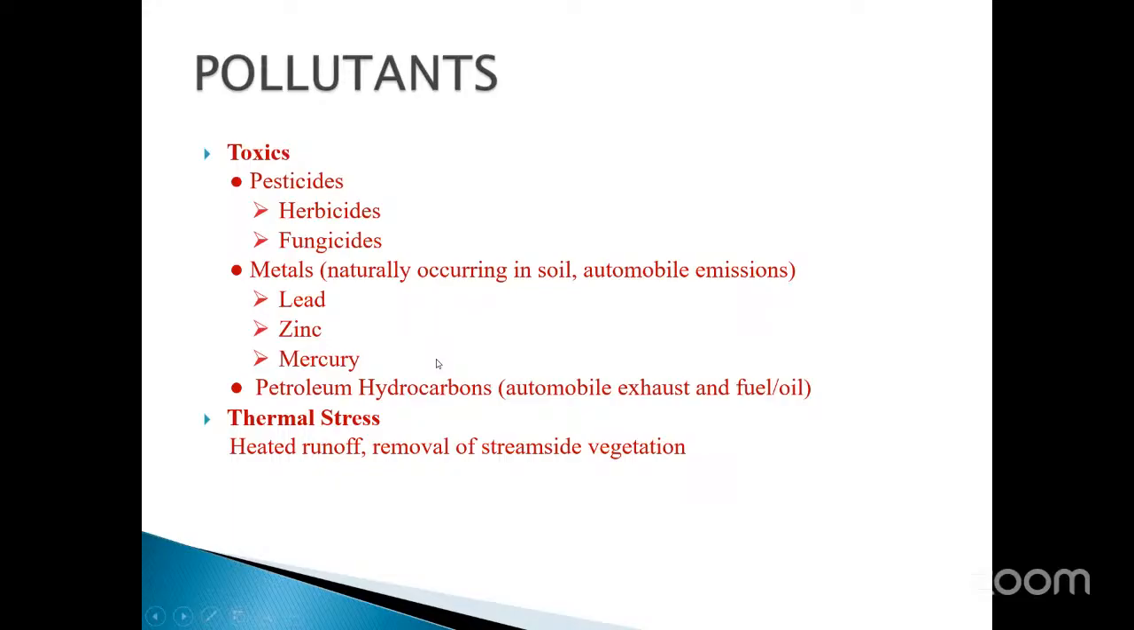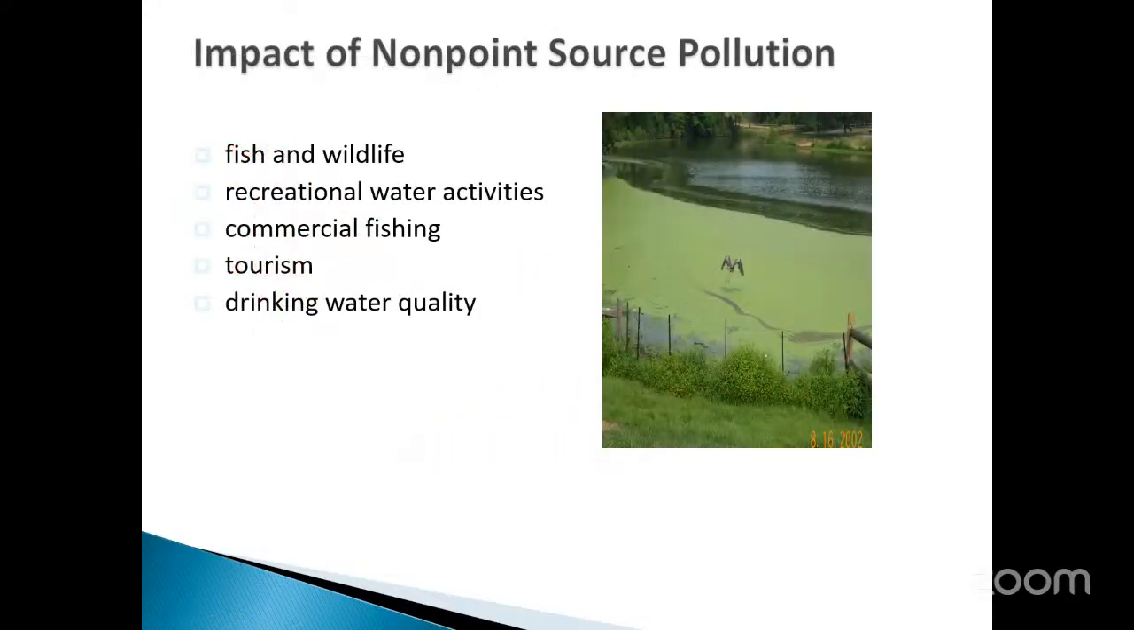And here you can see the pesticides, herbicides, fungicides, lead, zinc, mercury. The agricultural source contains all these chemicals. Rainwater carries all these chemicals and enters the nearby water body, causing water pollution.